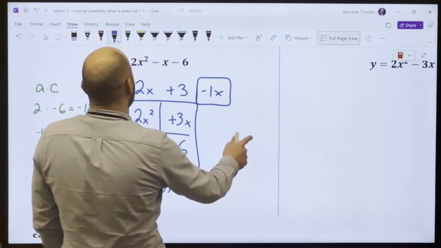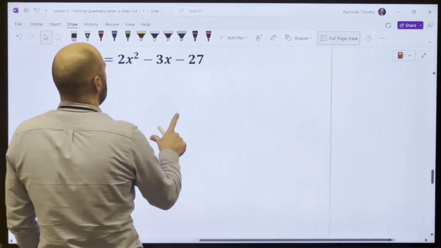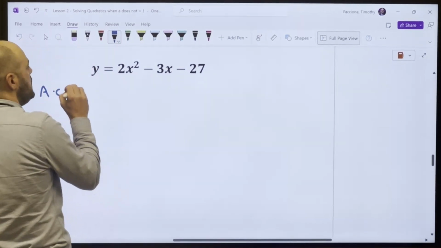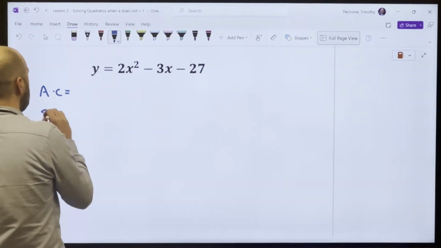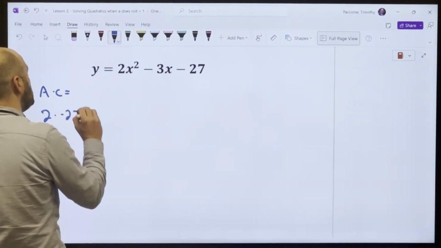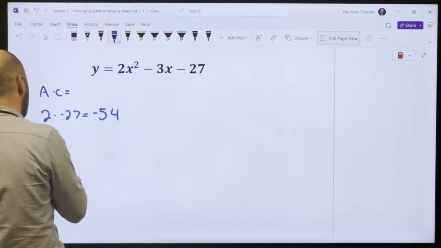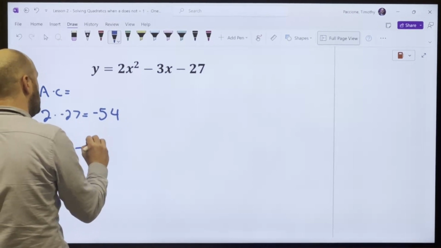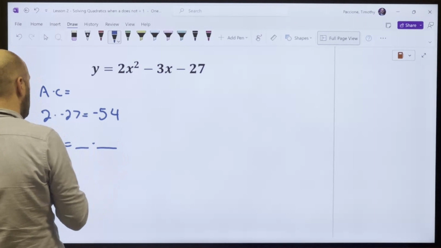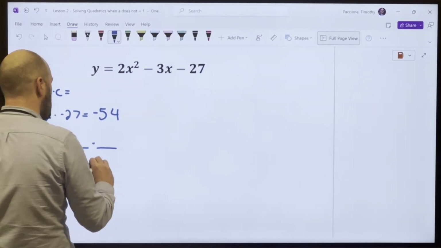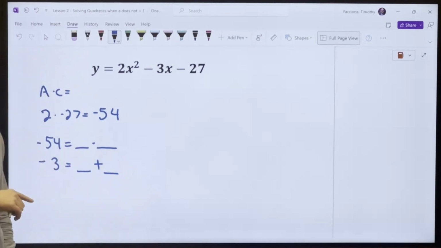Okay, for this one, the first thing I want to do is find a times c. In this case, that's 2 times -27, which is -54. So that's my target. -54 equals something times something. So it also needs to add up to -3. So two numbers that multiply to give me -54, add to give me -3.